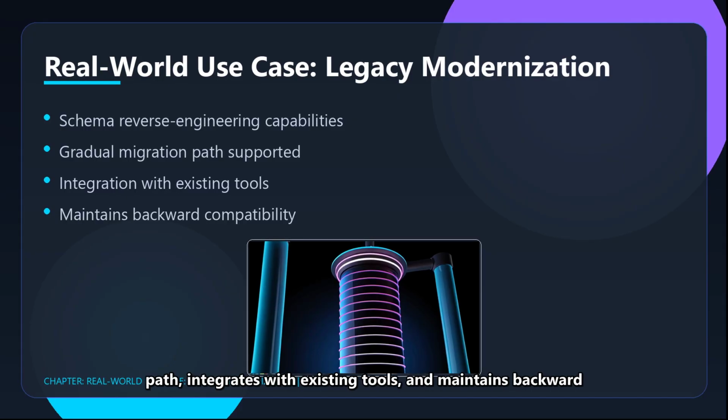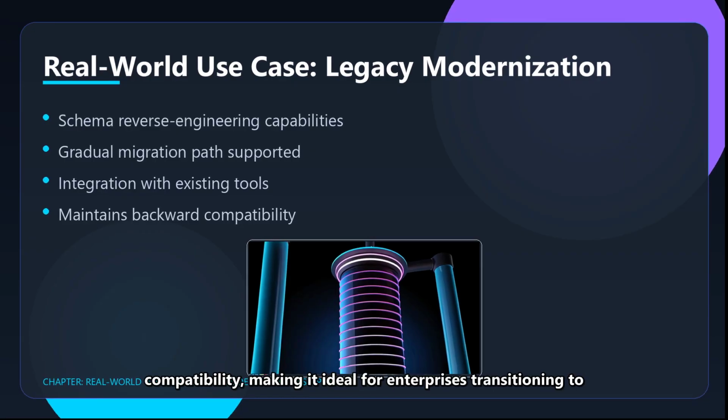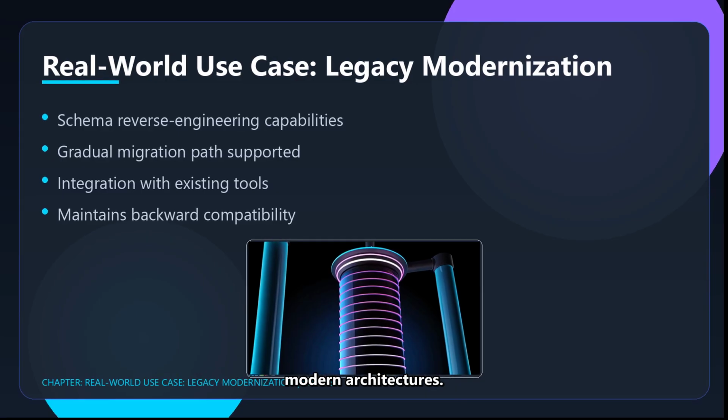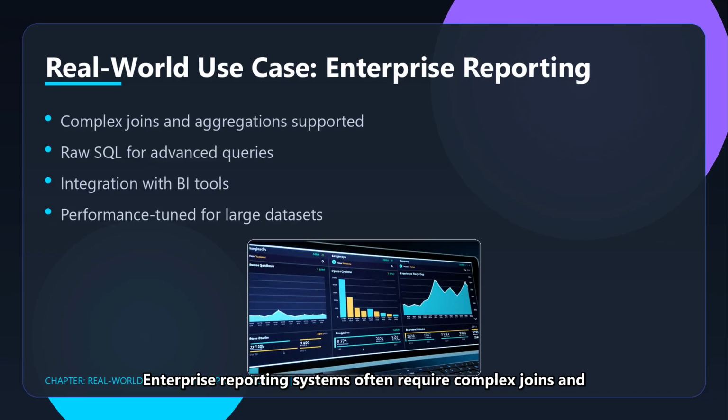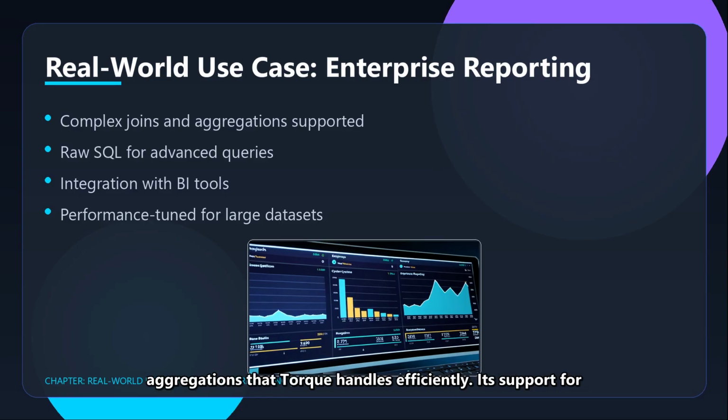It supports a gradual migration path, integrates with existing tools, and maintains backward compatibility, making it ideal for enterprises transitioning to modern architectures. Enterprise reporting systems often require complex joins and aggregations that Torque handles efficiently.